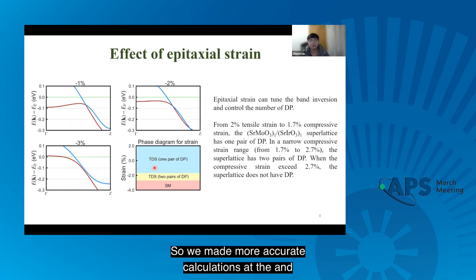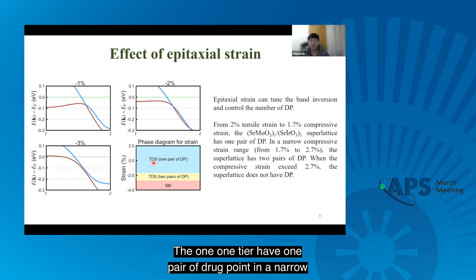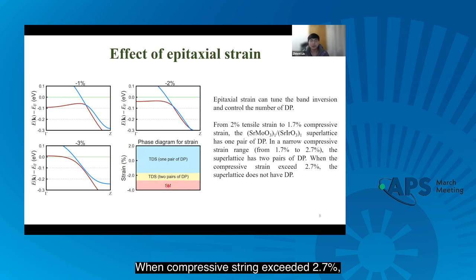So we made more accurate calculations and find that from 2% tensile strain to 1.7% compressive strain, the 1:1 superlattice has one pair of Dirac points. In a narrow compressive strain range, the superlattice has two pairs of Dirac points. When the compressive strain exceeds 2.7%, the superlattice doesn't have Dirac points.